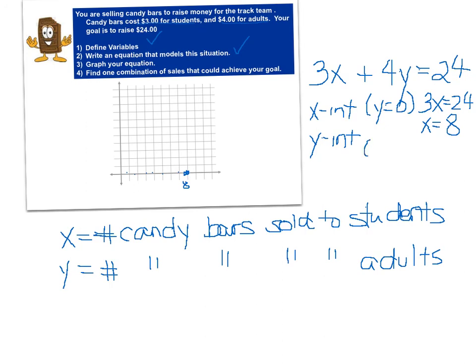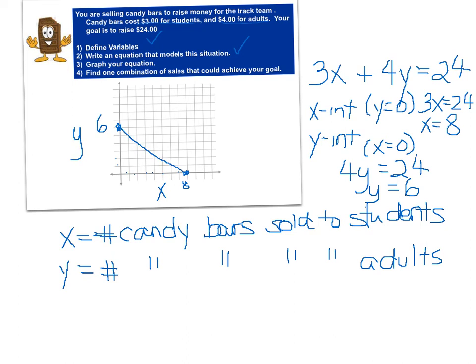Our y-intercept occurs when x is 0. Notice that they're always opposite. And in this particular case, if x is 0, we have the equation 4y equals 24, or y is equal to 6. So when x is 0, y is 6. 1, 2, 3, 4, 5, 6. I have a point right here. I'm going to label that as 6. We should also label our axes where we have x and y. And in order to graph our equation, we connect the dots as we did previously.